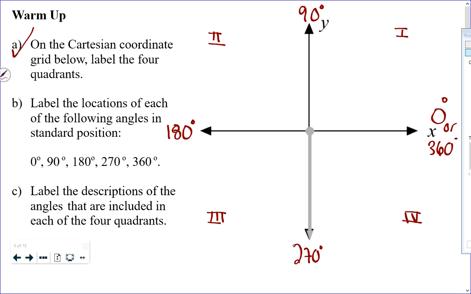Fairly straightforward, yes? Okay. And this is all about setting you up with the right set of skills and knowledge and terminology to be successful in the unit. What's the description of the angles that are included in each of the 4 quadrants? What can you tell me about an angle that's in quadrant 1? Well, it's between 0 and 90 degrees.